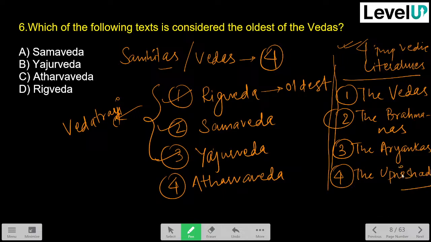So you must have all four literary knowledge to be called Vedic literature. Correct? So the right answer will be Rigveda. These things are very important, so you must know this, right? Okay. So Samveda basically deals with music, right? In Atharvaveda you will see magical spells.